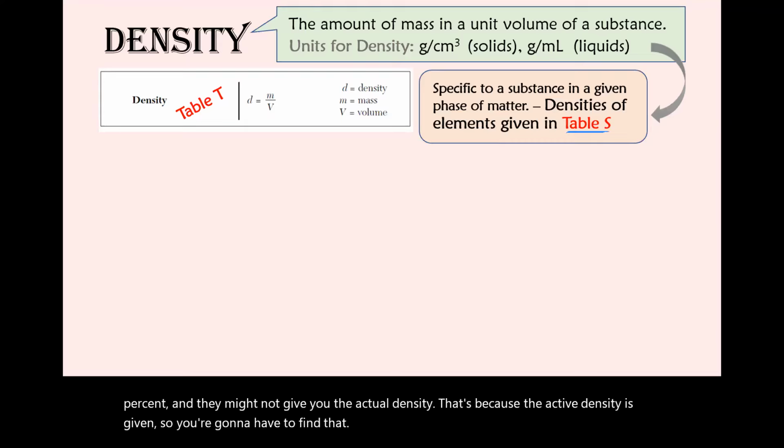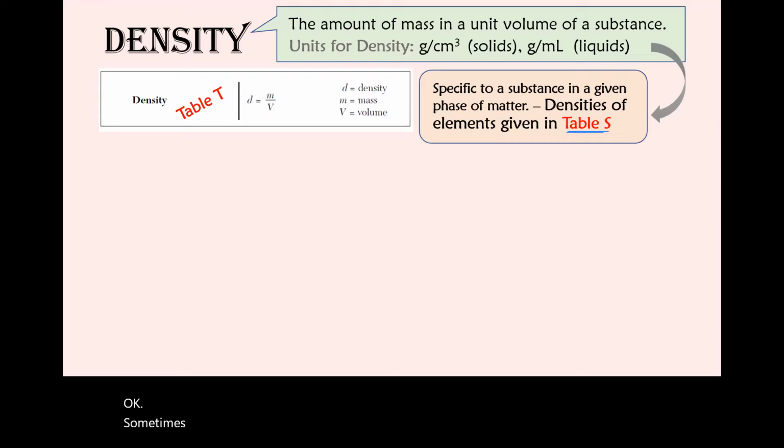Okay. So looking at the equation of density, very simple. It's just density equals mass over volume. The unit can also be derived from here because the unit for mass is grams and the unit for volume, if it's a solid, is centimeters cubed. And if it's a liquid, is milliliter. So that's where the unit is coming from.